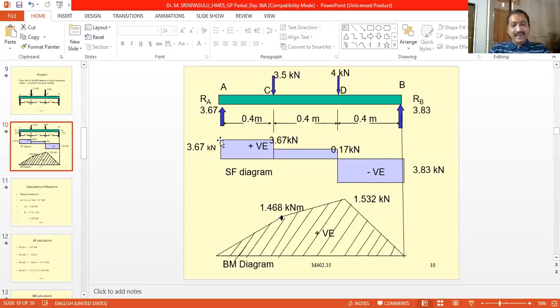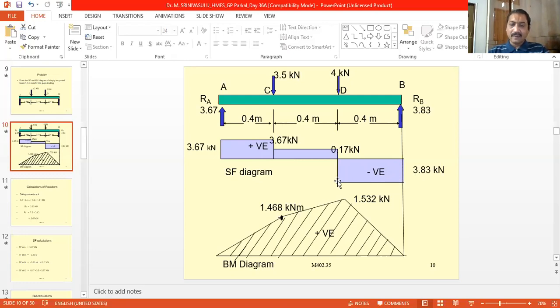Now we have to join these with which type of lines? Because here there is no UDL, only point loads are acting, the shear force diagram must contain all horizontal lines, and wherever the point loads are acting, the value of the shear force may increase or decrease depending on the sign, which you must note. So here at point B it is equal to minus 3.83, and the same shear force will continue from point B to point D.